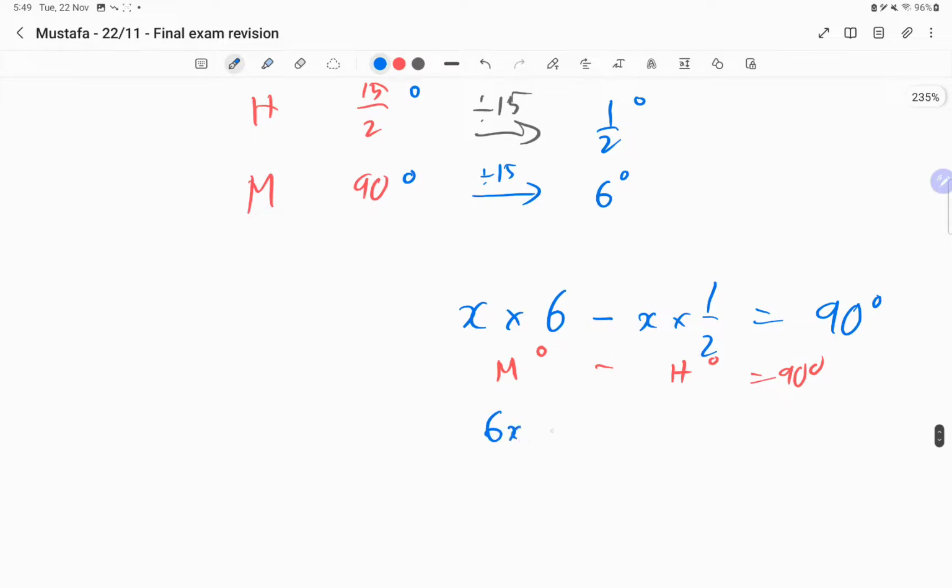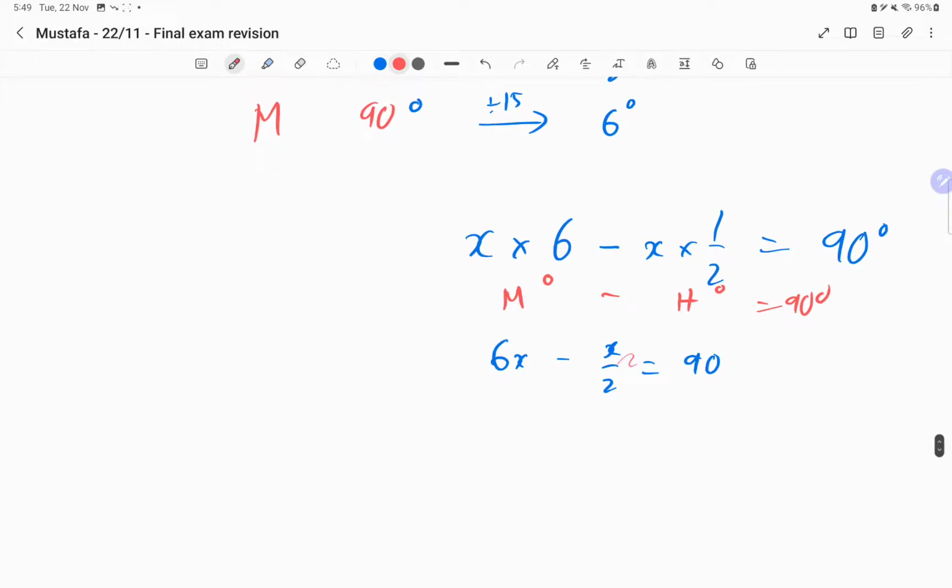So that would be 6x minus x over 2 equals 90. All right, let's solve it. The first thing I would do is try to get rid of the divide by 2. How? Put the x to the other side. No, actually, maybe an easier way is to combine these two. You see they're both x's, right? I'll write this as half x. 6x minus half x is 5.5x. Yes, 5.5x equals 90, right?